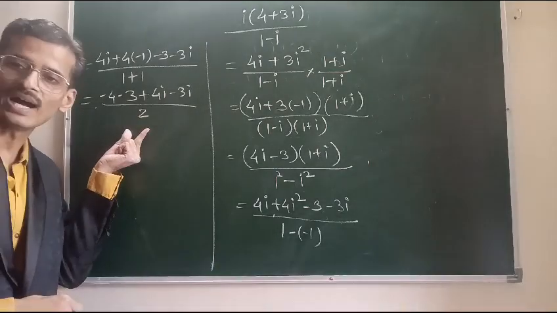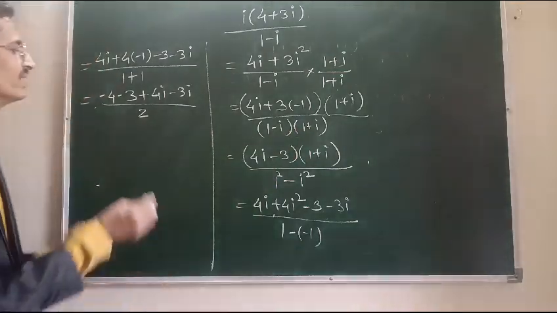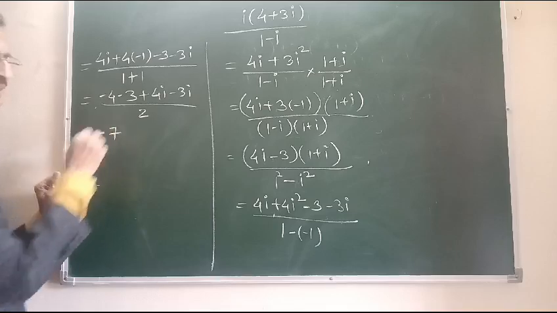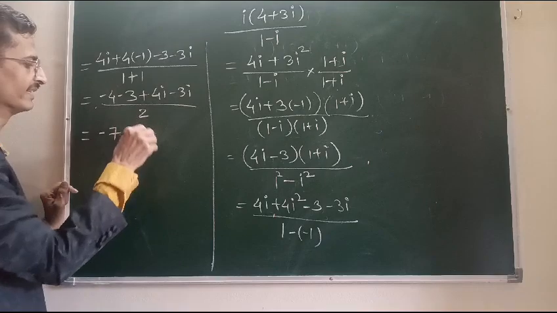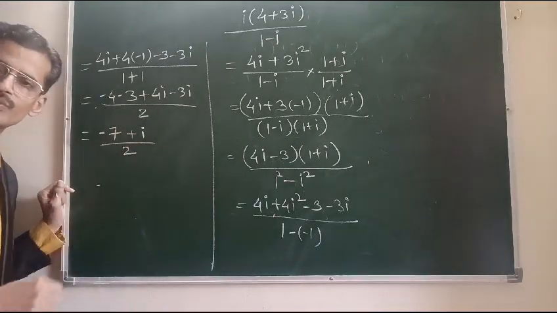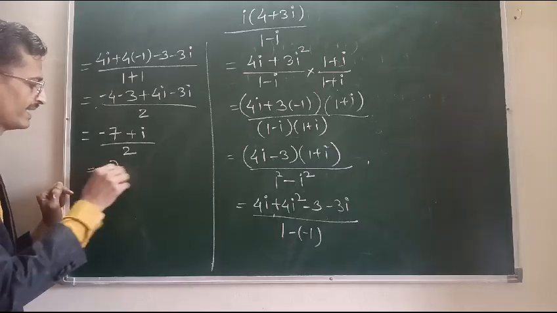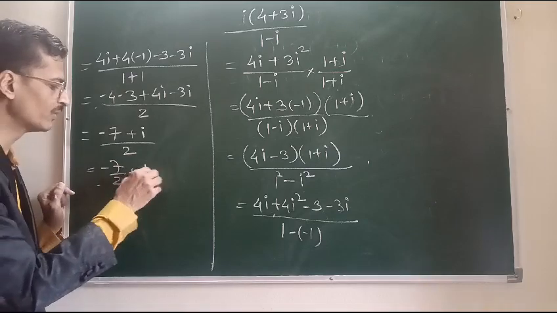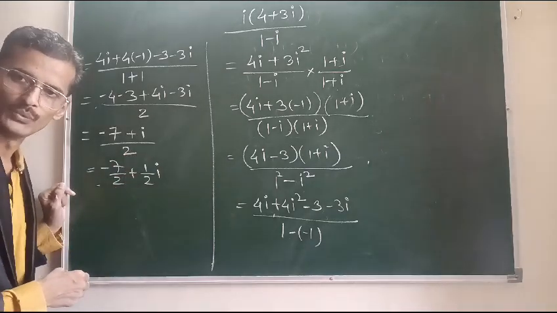So now there is no i here. That's why we multiply and divide by the conjugate. Now minus 4 and minus 3 is minus 7. 4i minus 3i is i upon 2. Now write the parts separately: minus 7 upon 2 plus i upon 2, or we can write 1 by 2 into i, that is the same as i upon 2.